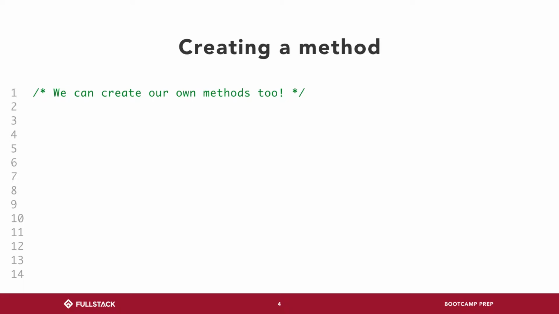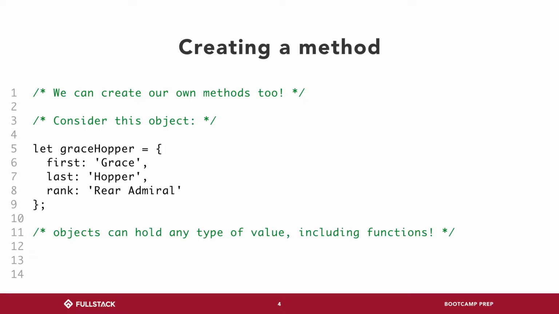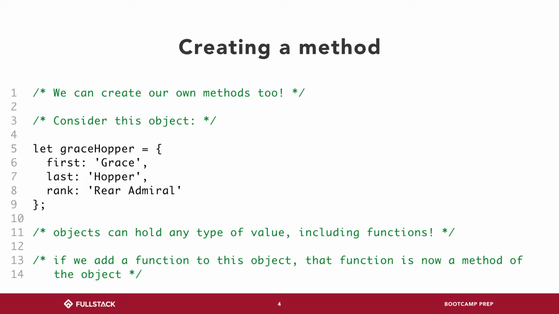So, because we're programmers, we can create methods too. For example, let's take this object right here. It is an object that is the value of a variable we declare on line 5 called graceHopper. It has 3 properties: first, last, and rank. Does anyone remember what the term for this first colon Grace is? Yeah, it's a key value pair. First, last, and rank are the keys. Grace, Hopper, and Rear Admiral, or to be more specific, those strings are the values.